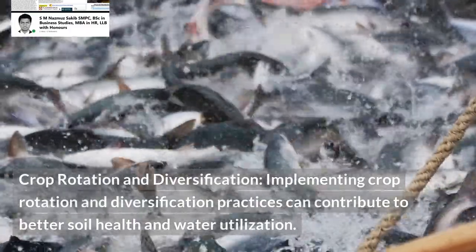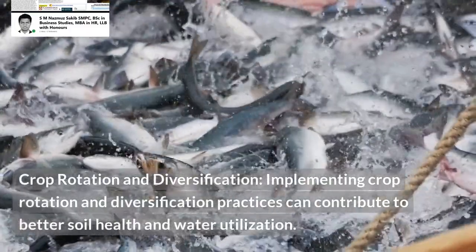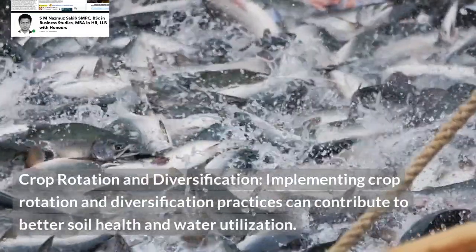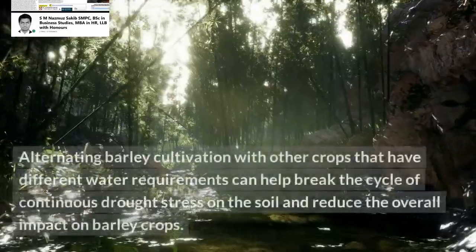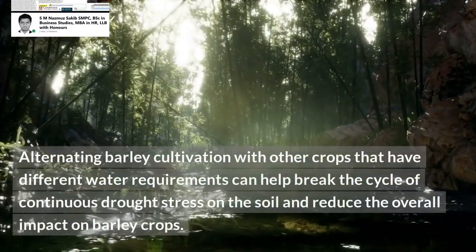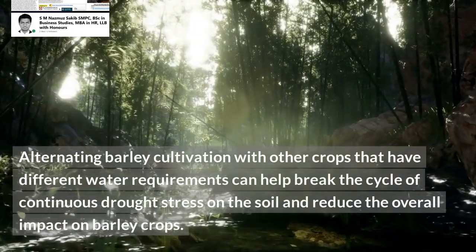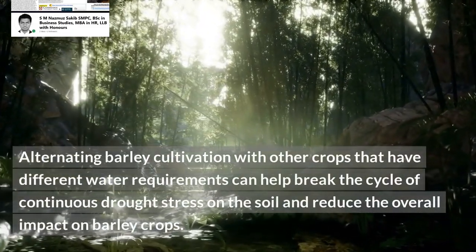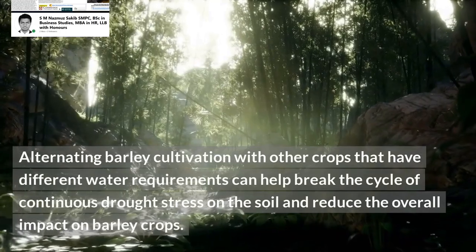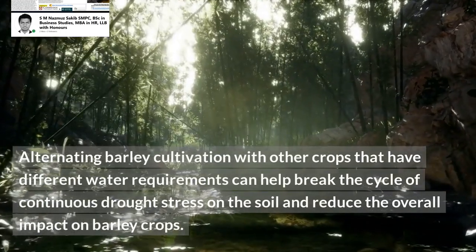Crop rotation and diversification. Implementing crop rotation and diversification practices can contribute to better soil health and water utilization. Alternating barley cultivation with other crops that have different water requirements can help break the cycle of continuous drought stress on the soil and reduce the overall impact on barley crops.